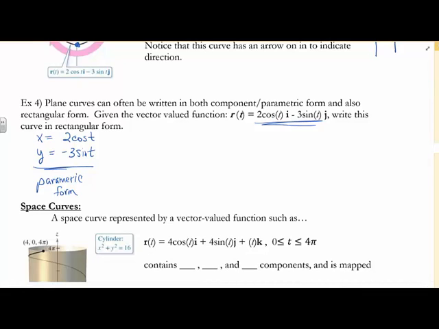Now, one way to eliminate t completely would be to solve for t and then substitute, but I've got a better idea. Instead of solving for t and substituting, I'm going to use a nice little trick. I know that sine squared t plus cosine squared t equals 1. Fine. How is that helpful? Well, sine of t is y over negative 3. Therefore, sine squared of t is (y over negative 3) squared. And cosine squared t, x over 2 is cosine. So I can put that there, and this is like a creative substitution technique.